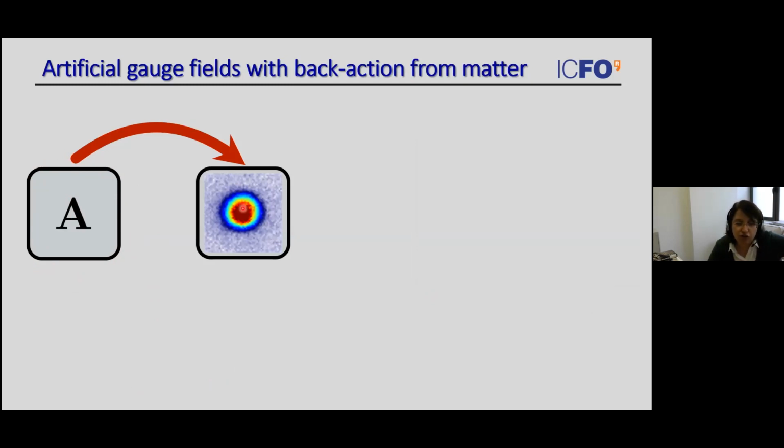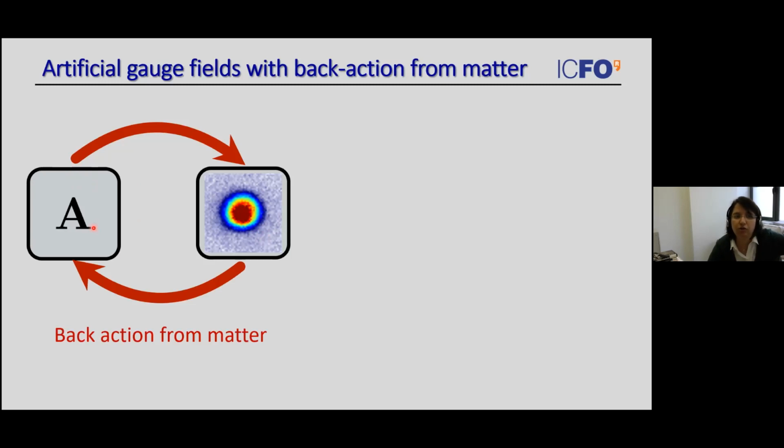Now, if we think in nature, normally we also have the opposite: the gauge fields change the matter, but then the matter acts back on the gauge field and also changes it again. So you have back action from matter. And the question is whether one can do that with quantum gases, find a way of engineering this.